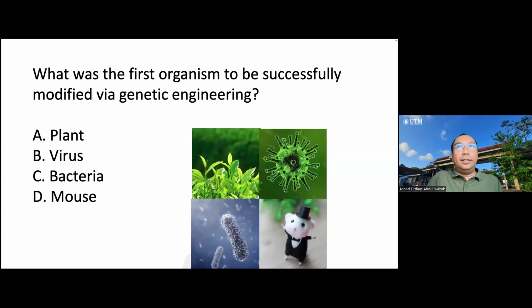What was the first organism to be successfully modified via genetic engineering? So try to answer without having to Google. A, plant, virus, bacteria, or mouse?